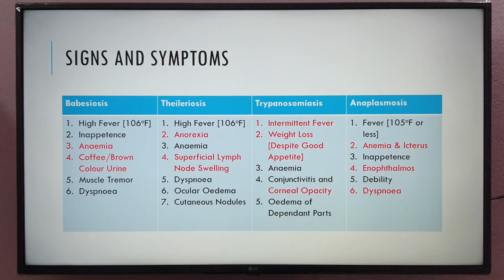In case of trypanosomiasis, the first point is important. There will be intermittent fever. In case of babesiosis and theileriosis, you may find persistent fever, whereas in trypanosomiasis you will find intermittent fever, and there will be weight loss. This is also another important point. In case of trypanosomiasis, they will have very good appetite. The animal will eat everything, but there will be weight loss. That is why it is also known as wasting disease.